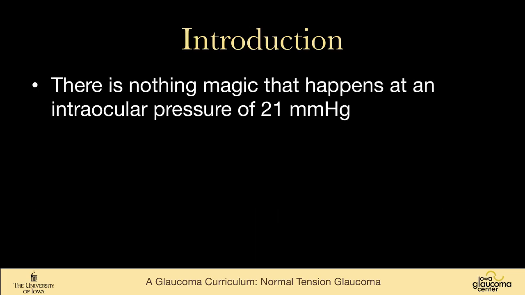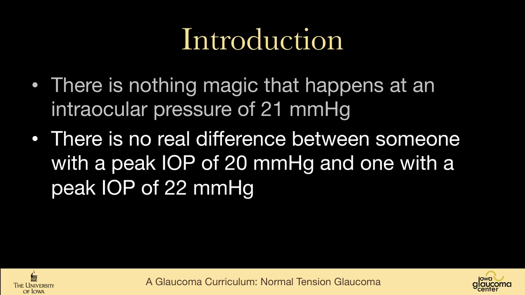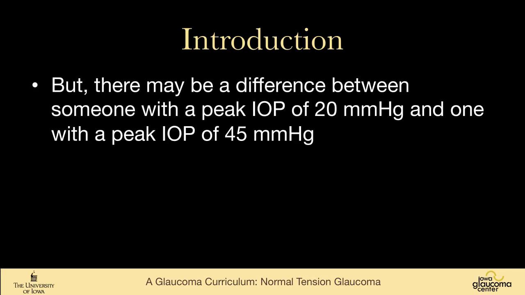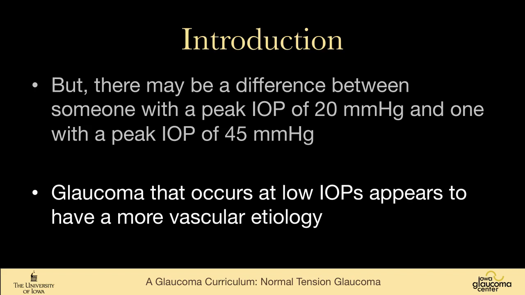It's really important to recognize that nothing magic happens at an intraocular pressure of 21 millimeters of mercury. There's really no difference between someone with a peak pressure of 20 and someone with a peak pressure of 22, even though one might call the first person normal tension and the second person primary open-angle glaucoma. It's extremely arbitrary. But there's probably a difference between someone with a peak pressure of 20 and someone with a peak pressure of 45 millimeters of mercury. It seems that glaucoma that occurs at lower intraocular pressures is more of a vascular etiology than glaucoma that occurs at higher pressures.